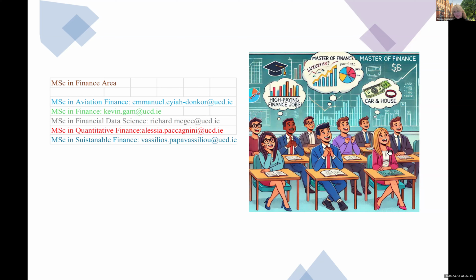Associated with each master program, you have the name and, in this case, the email address of the relevant academic director, who is responsible for the master. And in case you have a question, you can directly contact them. So Emmanuel is the academic director of the master in aviation finance, Kevin finance, Richard financial data science, and Vasilios sustainable finance. As you can see from the names of the different directors, there is a lot of diversity and also a very international staff. And we are super happy to host these programs, attracting top level international students like you.